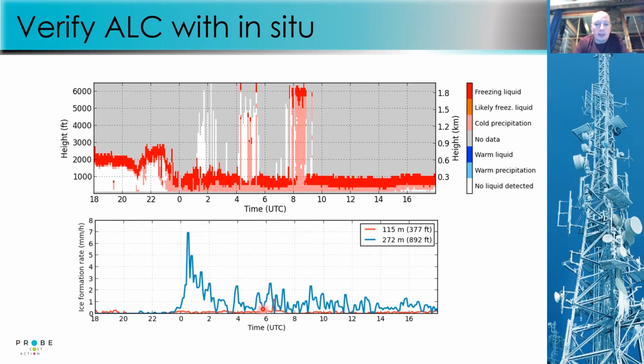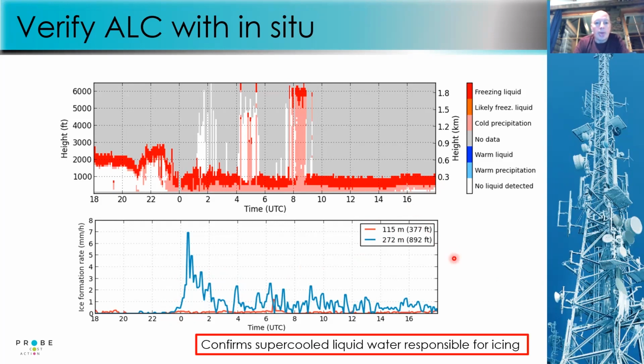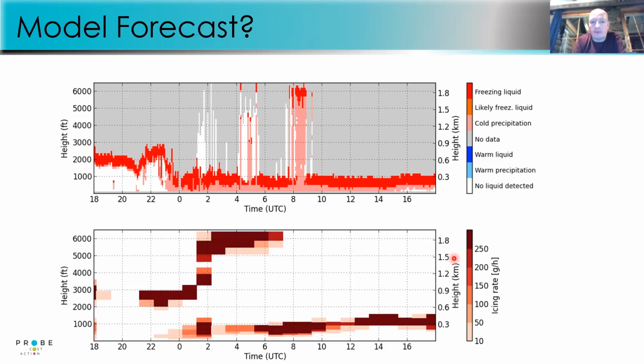Okay, so that's why we're using the ceilometer, because that's easy to give us the cloud locations, and then the temperature tells us it's supercooled. Okay, so now we can confirm that supercooled liquid water is responsible for most of the icing that we see. And of course, we can still detect the precipitation as well, and then we can still say there might be some icing from that.